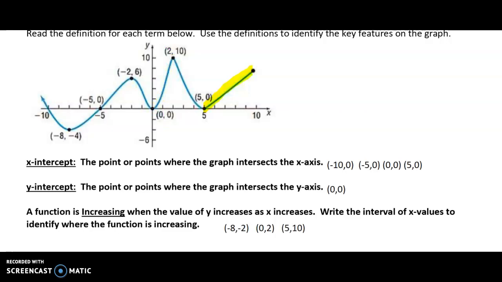The third interval for where this function is increasing is from 5 to 10 along the x-axis, from 5 to the ordered pair (10, 8). So from 5 to 10, this function is increasing.